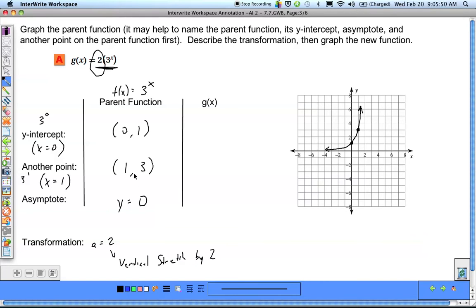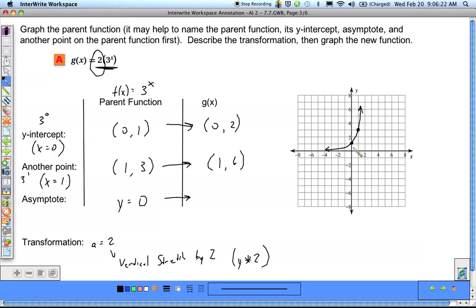Well, think about this. If you vertically stretch something by 2, which variable is going to get affected? That's going to be the y. It's outside, not associated with the x, so we know that it's got to affect the y. And how do we actually stretch the y's by 2? We need to multiply them by 2. So we're just going to take each one of these points and multiply our y's by 2. So the point (0, 1) becomes the point (0, 2), the point (1, 3) becomes the point (1, 6), and a horizontal line that's at 0.